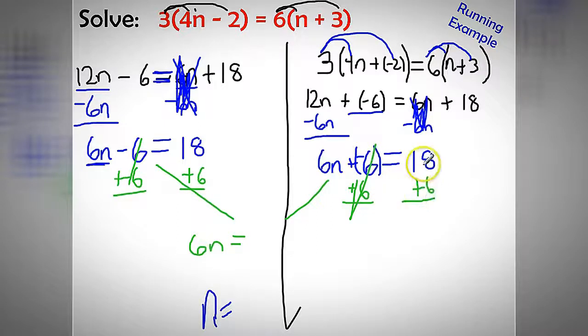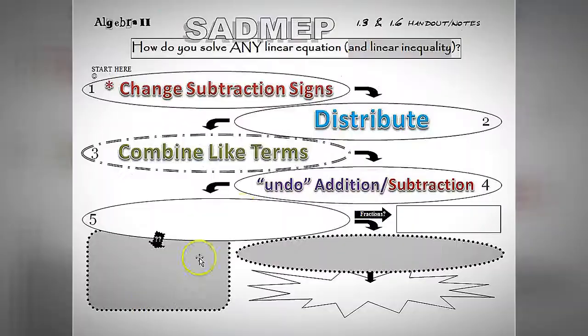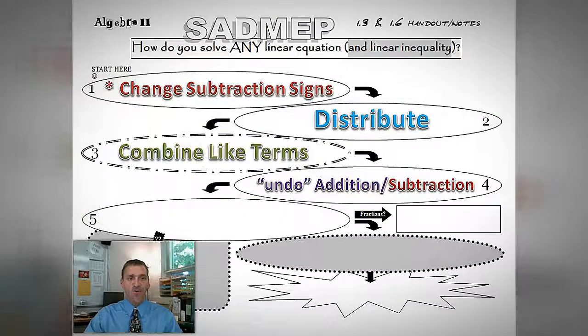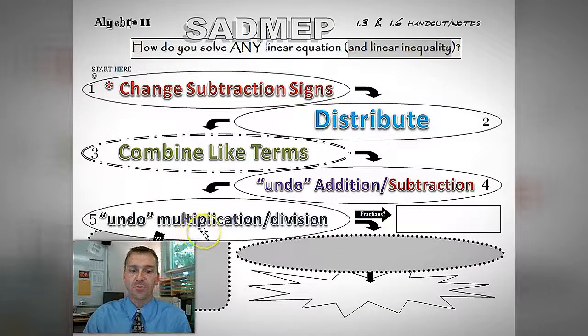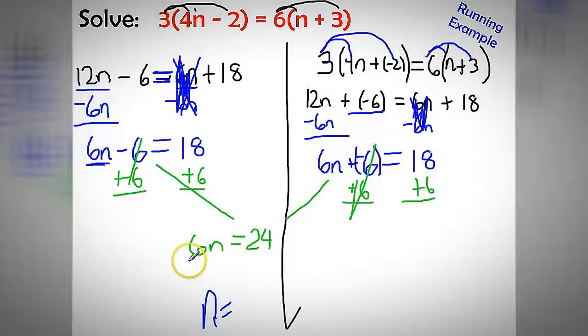Bam. So that gives me 24 here, same thing like I said. So you're finally down to this simple little equation: 6n equals 24. Let's go back to our graphic organizer and get step number 5. So step number 5 is this. You now need to undo the multiplication or division. So back to this, I would simply undo this multiplication of 6 by dividing by 6.